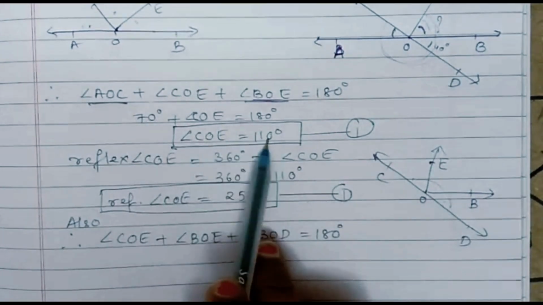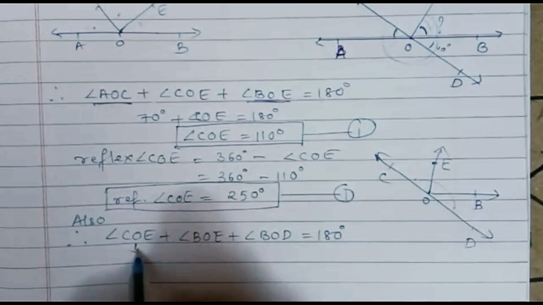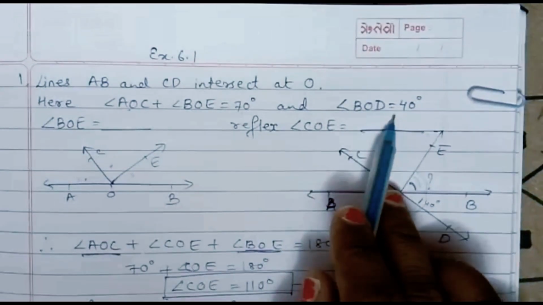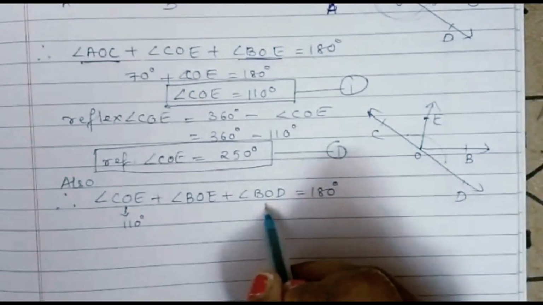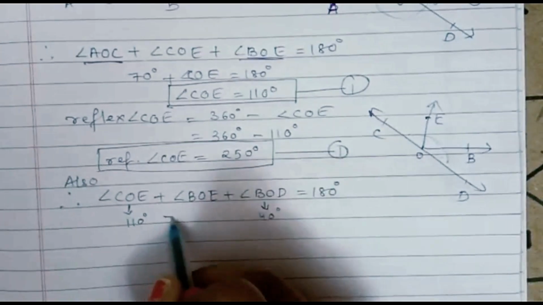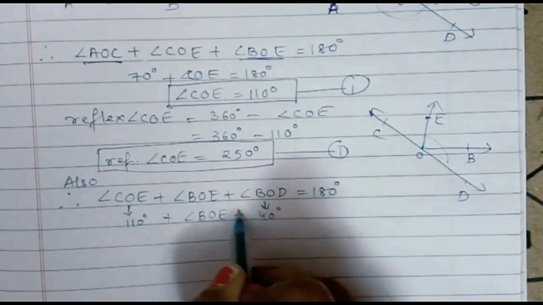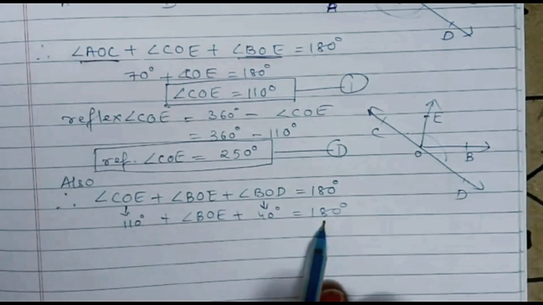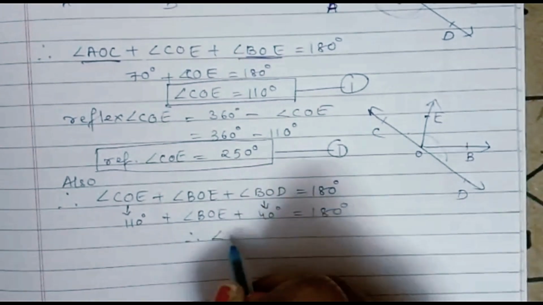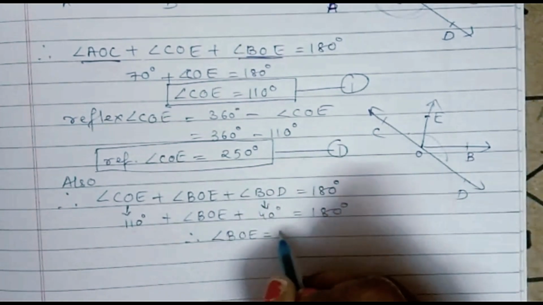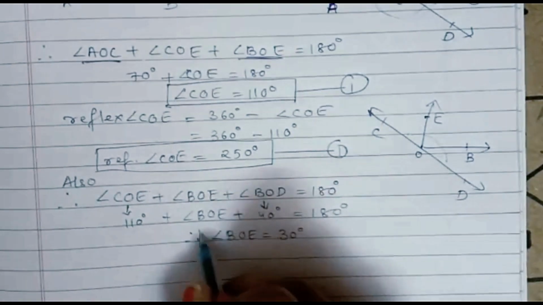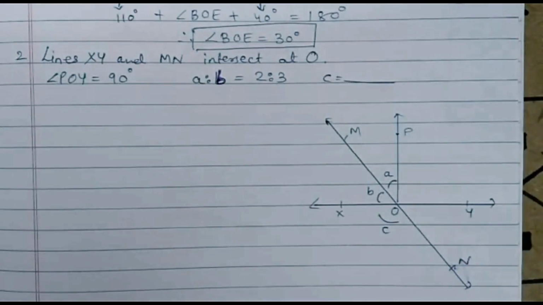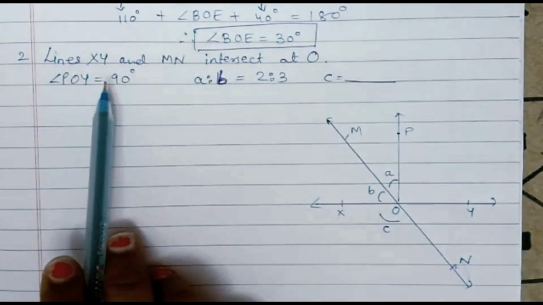Now earlier we have already found COE is equal to 110, so this will be 110 degrees. BOD was given in the data. You can see here BOD was 40 degrees, so I'll write 40 degrees in place of BOD. We need to find angle BOE. Now I can find it very easily. 110 plus 40 will be 150 and it will be subtracted from 180, and so angle BOE will be equal to 30 degrees. 180 minus 150, which is 30 degrees. That's all.